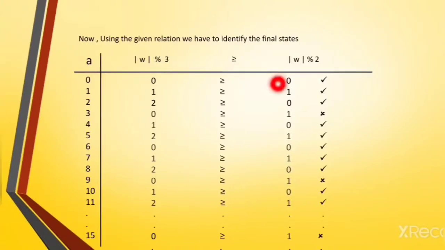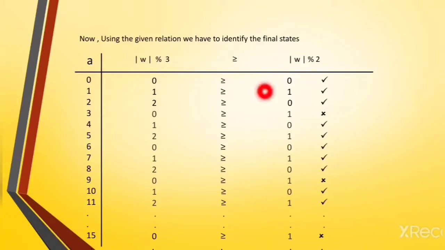After finding the transition table, we have to identify the final states using the given relational operator, which is greater than or equal to. In the problem, there are two conditions, w mod 3 and w mod 2. We have to find the final state using this relation. This is the input alphabet a. Here, we write this table to check whether the given condition is satisfied or not. The given condition is w mod 3 is greater than or equal to w mod 2, where a is the input alphabet.